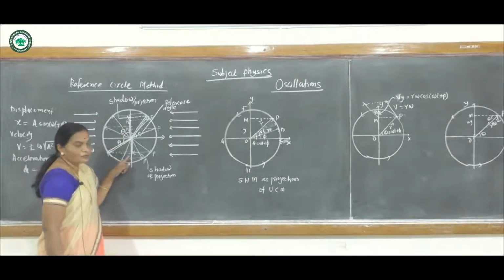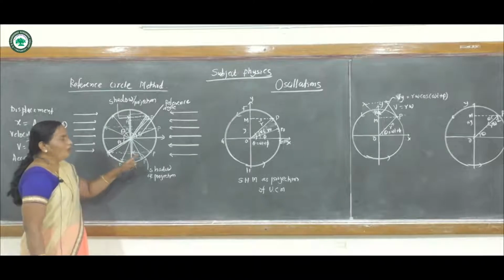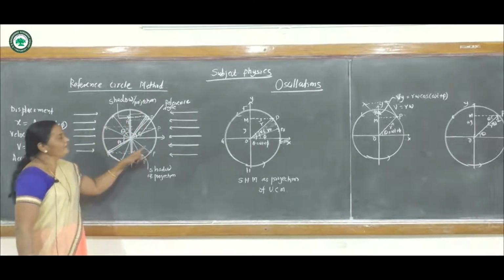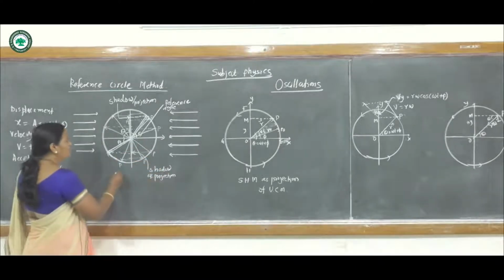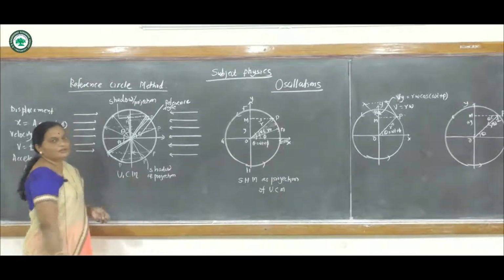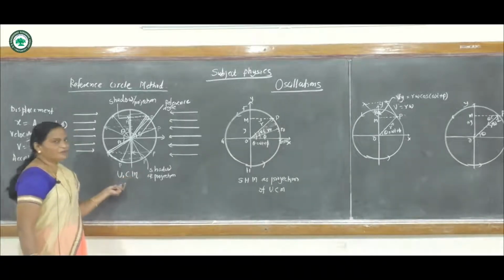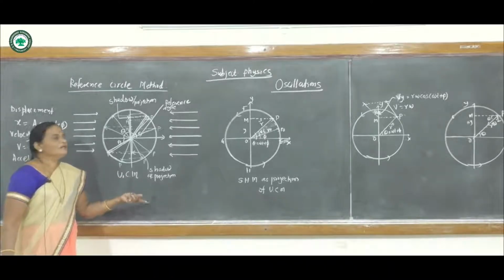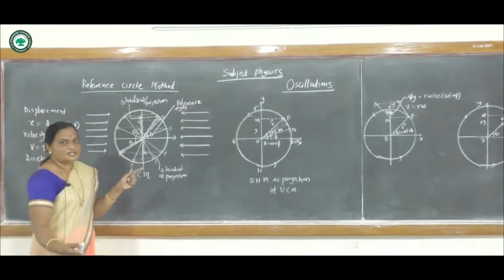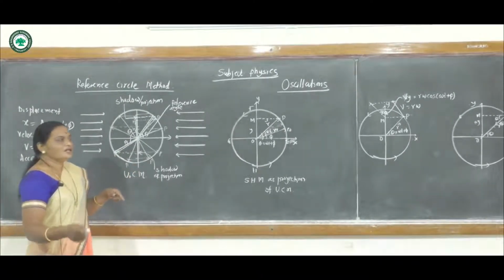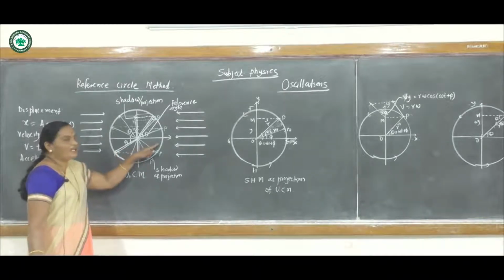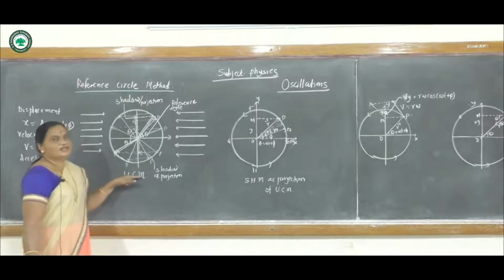From this figure we can say that when a particle revolves around the circumference of a circle, its speed is constant. This motion is known as uniform circular motion. Do you know what uniform circular motion is? When a particle revolves along the circumference of a circle with constant speed, it is called uniform circular motion. Particle P revolves with uniform circular motion.